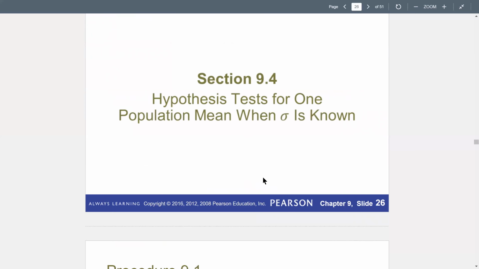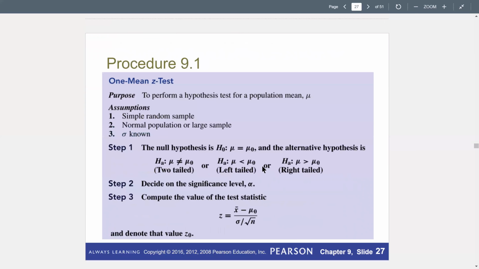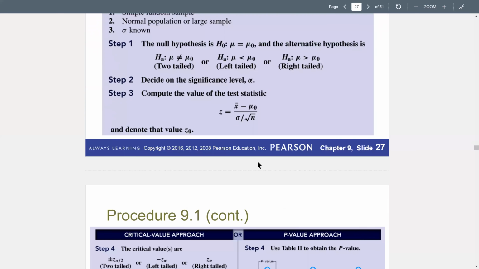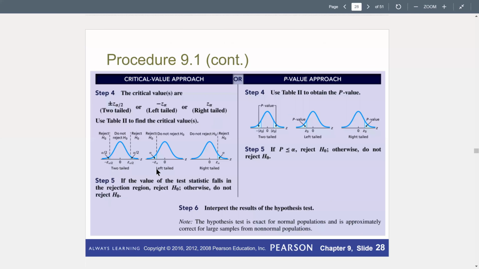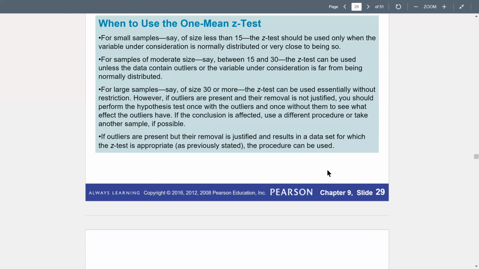When sigma is known, we use z, and then we do all the analysis accordingly: two-tail, left-tail, right-tail. These are the situations when you use the one-mean z-test.